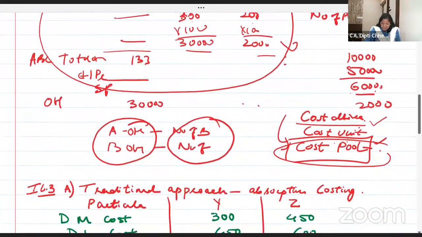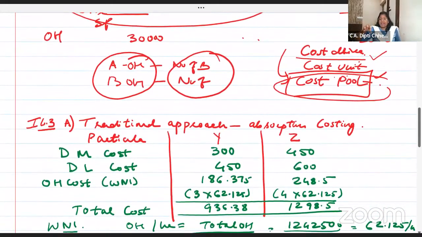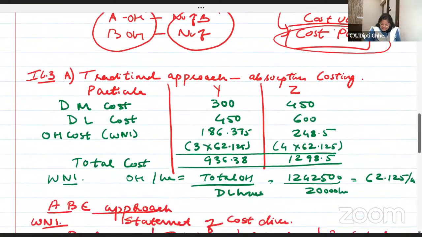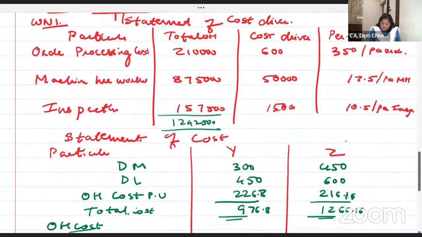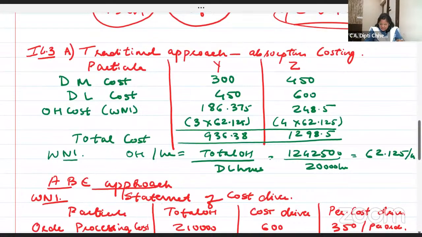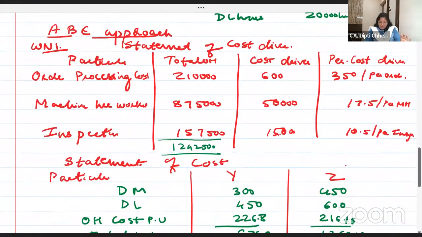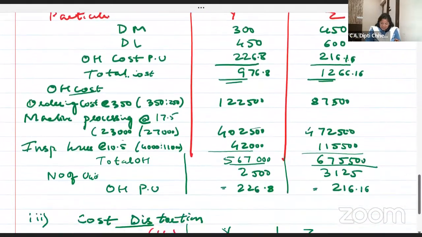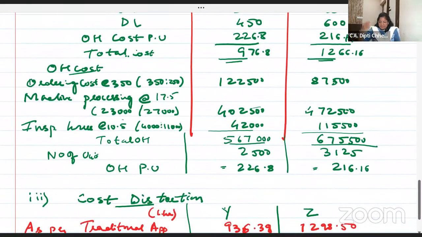But here in the overhead, different activities are there. Just tell me, dear students, this 12,42,500, here they directly divided with 20,000 hours. Here they said no, 12,42,500 has 2,10,000 ordering cost. And orders are less here, there more. Machine hours. So much is the inspection cost. But here, there are only 4,000 inspections. Second, there are 11,000. So how can you divide the same?